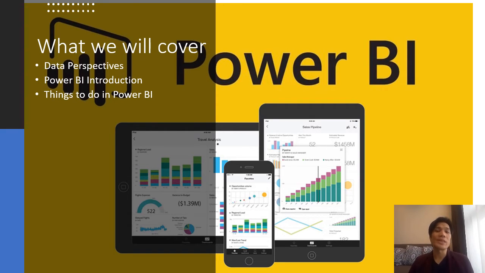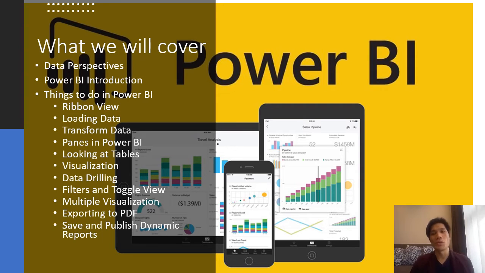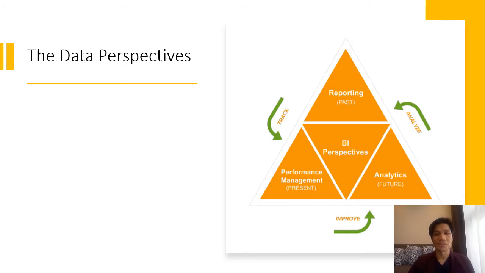So just very, very simple things like ribbon view, loading data, transforming data, some of the panes that you see in Power BI. We're going to look at some of the tables that we can create in Power BI, some visualizations, data drilling, filters and toggle views, so that we can see how to filter and toggle views. We can see multiple visualizations, and finally how to export the visualizations that we've made into PDF, as well as save and publish the dynamic report.